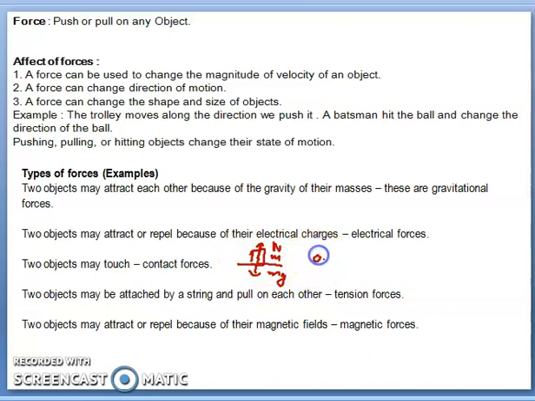Suppose an object is moving, this is the tire and the road. If the object is moving, then there is a frictional force acting. So whenever two objects touch, there is a contact force, and these are the examples. Now two objects may be attached by a string and they can pull each other. In this case, the tension is the force. And if objects attract or repel because of their magnetic field, then we say it is a magnetic force. So today we are going to discuss the contact forces.